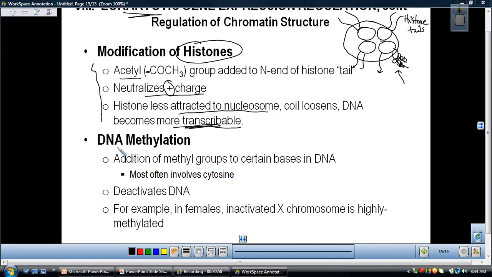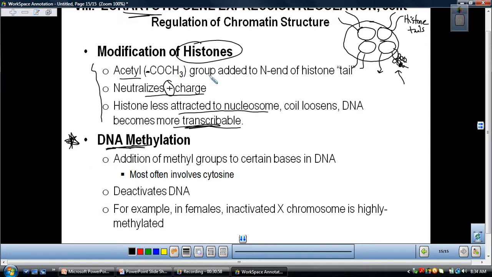Okay, the bottom one is another, a different way of modifying gene regulation, and that's with DNA methylation. There's a huge discovery in this. This is blowing up right now with research, y'all. I was talking to a friend of mine who's in med school over Christmas break, and they were talking about how this field of DNA methylation is just exploding.